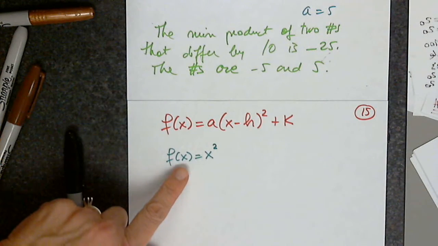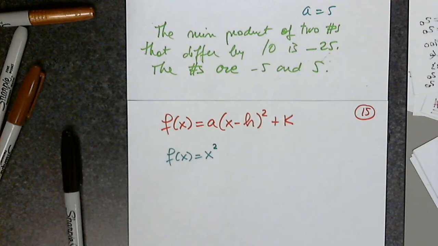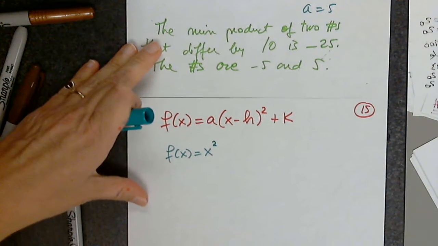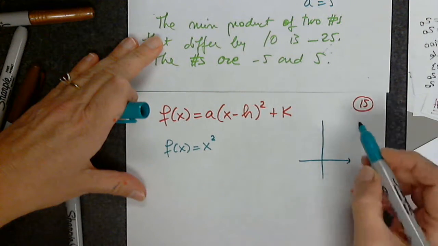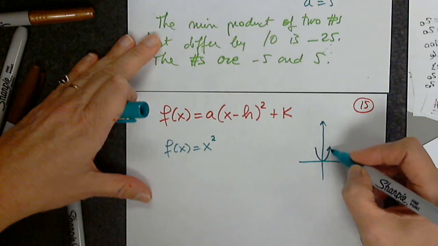I'm going to start with this function. It's the simplest possible quadratic function. You can't find a simpler quadratic function than this one. Does it have a minimum or does it have a maximum? Minimum. And where is the vertex? Right. Where are the x and y intercepts? Right. So this is x squared.